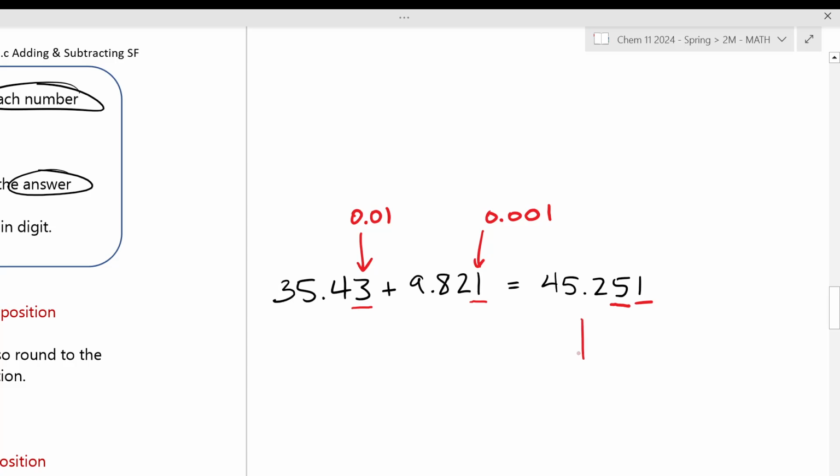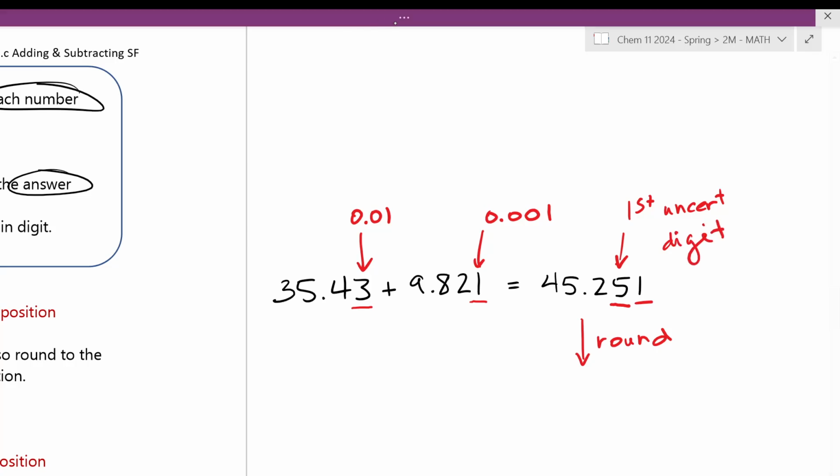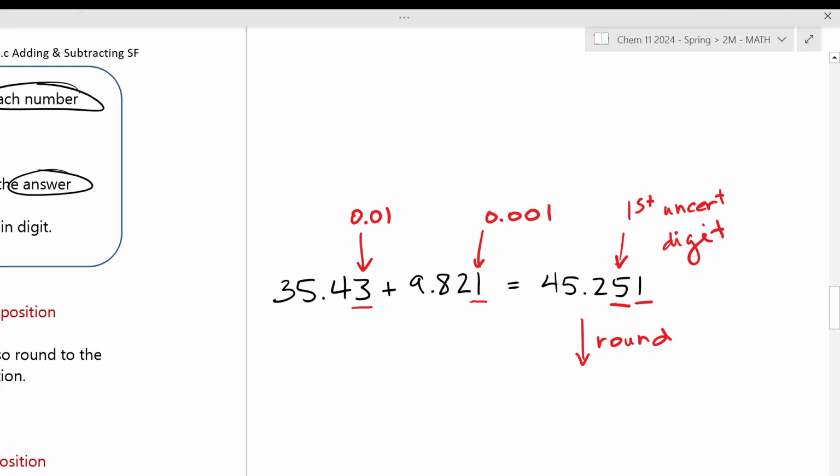And then you can round. And you will round to your first uncertain digit. And that would become 45.2, what would it round to? 25. Yes? That is our first uncertain digit. So we can have one and only one uncertain digit, and there we are.